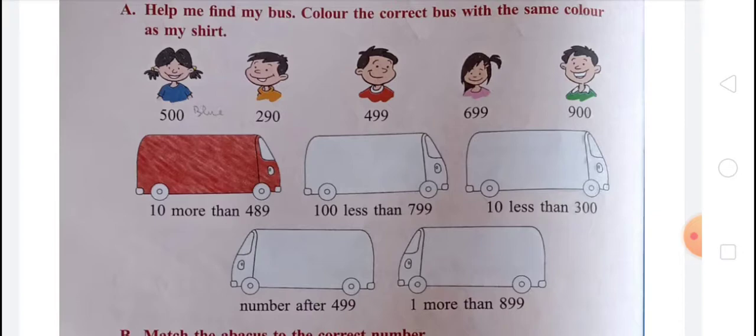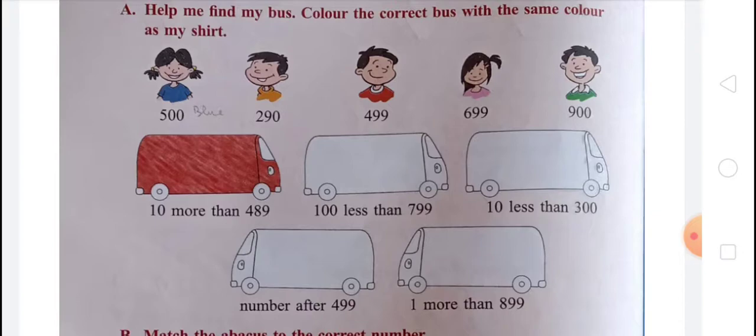Okay, and the next one is 10 less than 300. When you subtract 10 from 300, there will be 290. So the student, the child of 290, wears an orange shirt, so you have to color the third bus orange.